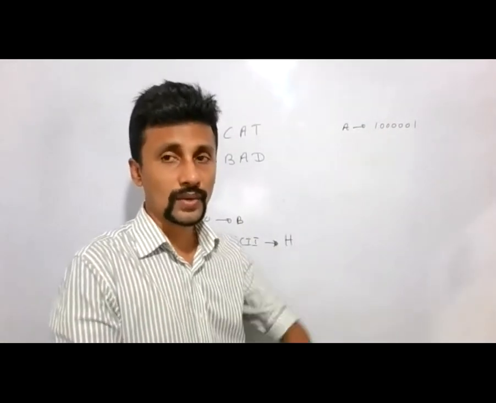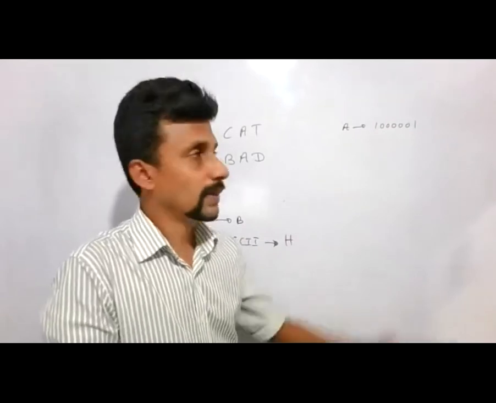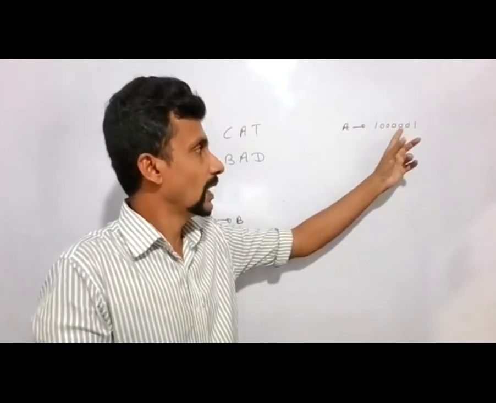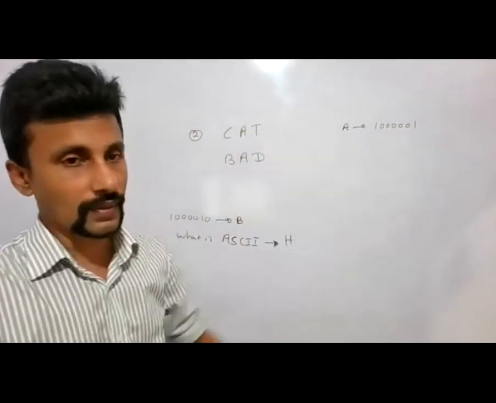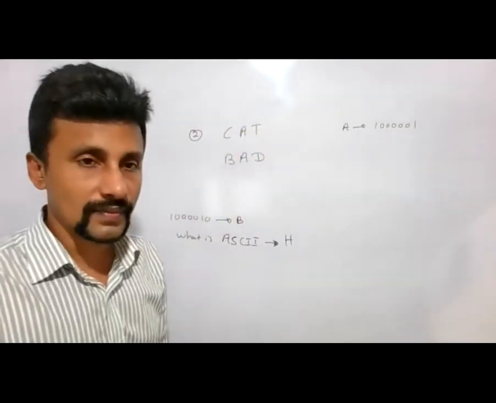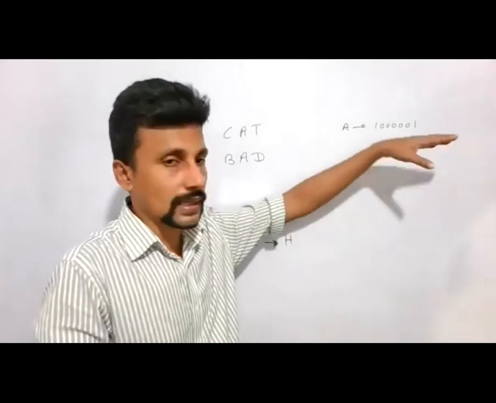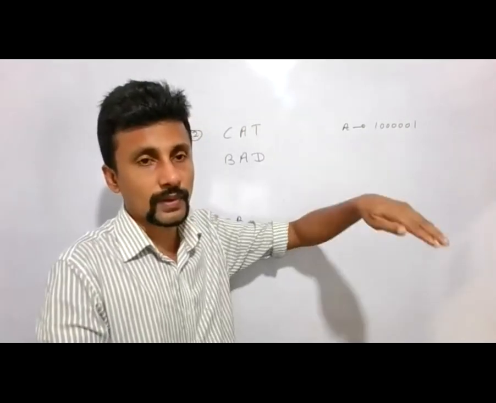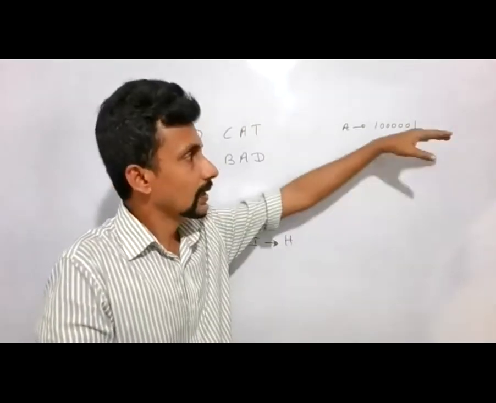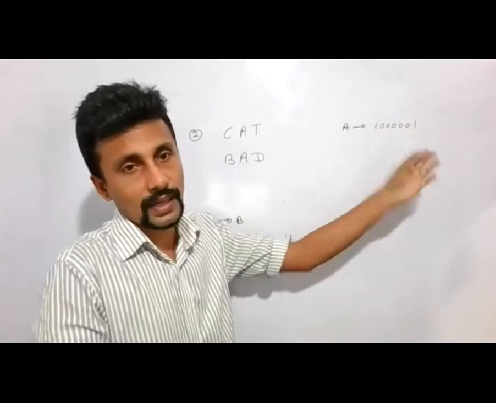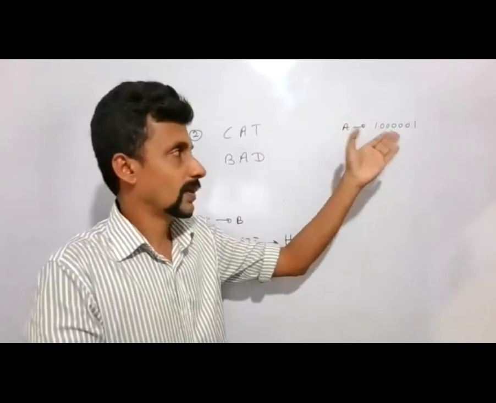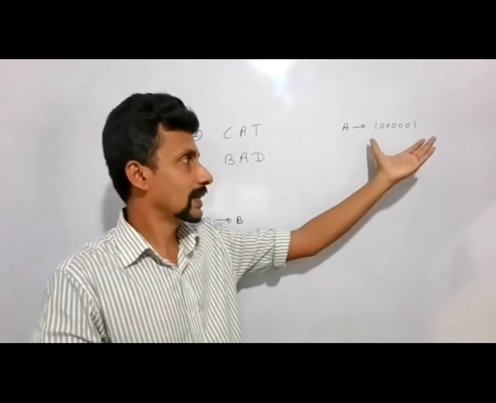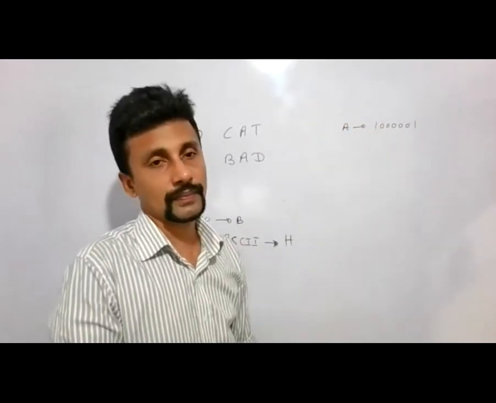So what you have to do, you have to first find out the decimal value: 1, 2, 4, 8, 16, 32, 64. You have to write it like that. Like I showed you earlier, 2 to the power 0, 2 to the power 1, and continue. Earlier we stopped at 2 to the power 3, but now continue with 2 to the power 4, 2 to the power 5, 2 to the power 6. Then you find out the decimal value.